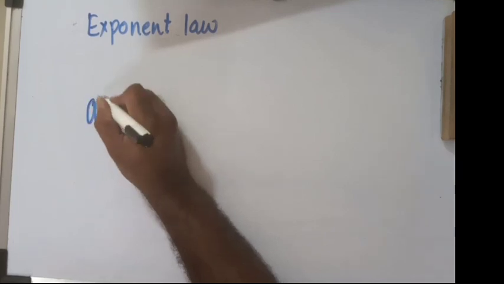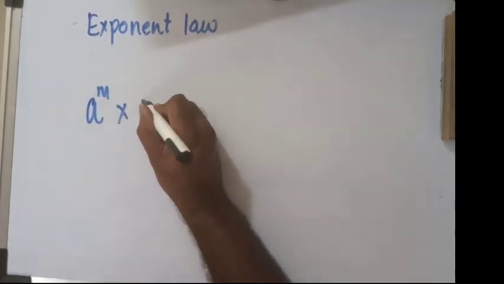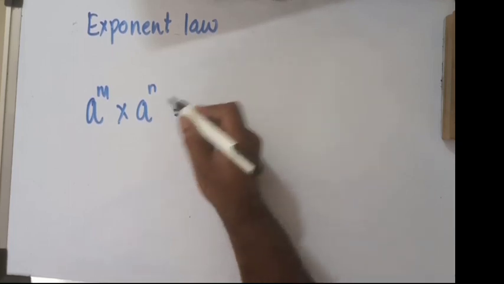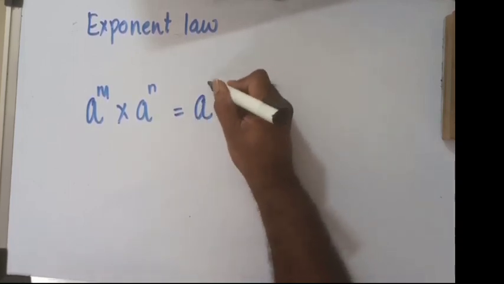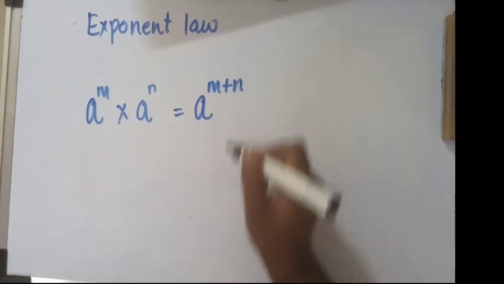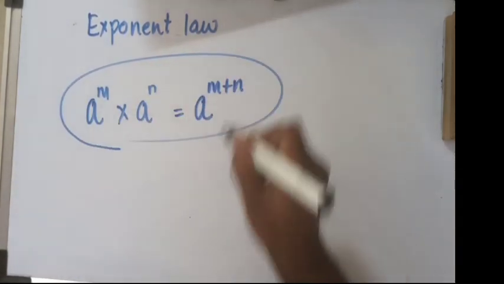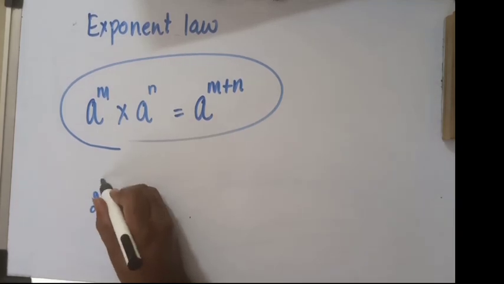Say if there is an exponent a raised to m and there is another exponent a raised to n. So how are you going to solve it? a raised to m into a raised to n is a raised to m plus n. Now you will be asking, sir, how will I know that? Why have you added it? I'll explain it in a better way.